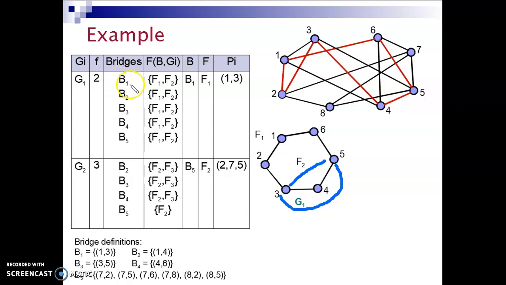Let's choose bridge 1. Bridge 1 was the edge 1, 3. So we are choosing bridge 1, and after choosing bridge 1, we have to choose a face to draw that bridge. Let's choose F1, which is the exterior face. So we will draw the edge from 1 to 3 like this. And this will actually create a path.